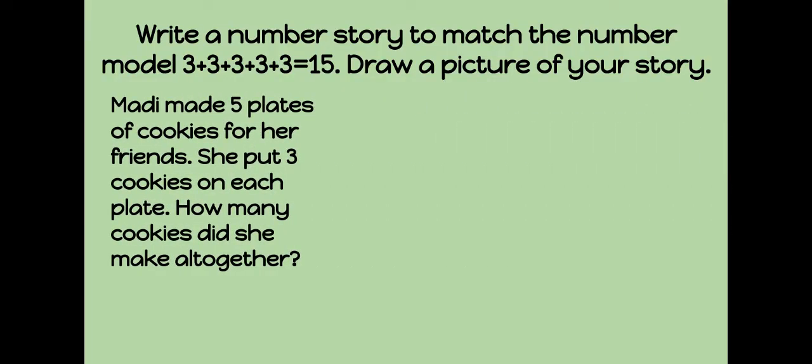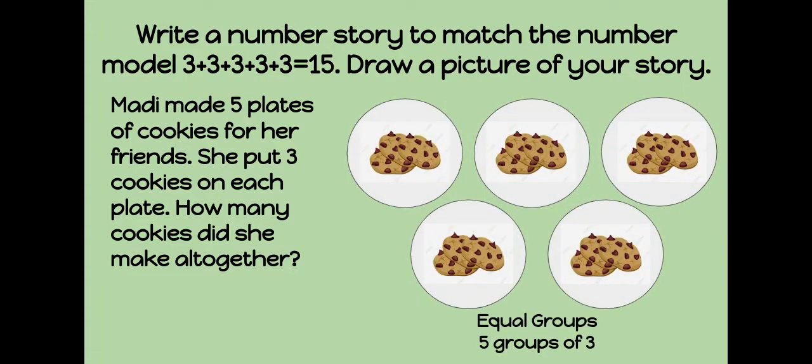Now, I made another number story to go with this number model. This time, Maddie made 5 plates of cookies for her friends. She put 3 cookies on each plate. How many cookies did she make altogether? And so I've made a picture there. This time, instead of making an array with rows, I've made equal groups. So there are 5 groups, the 5 plates, and there are 3 cookies on each plate.